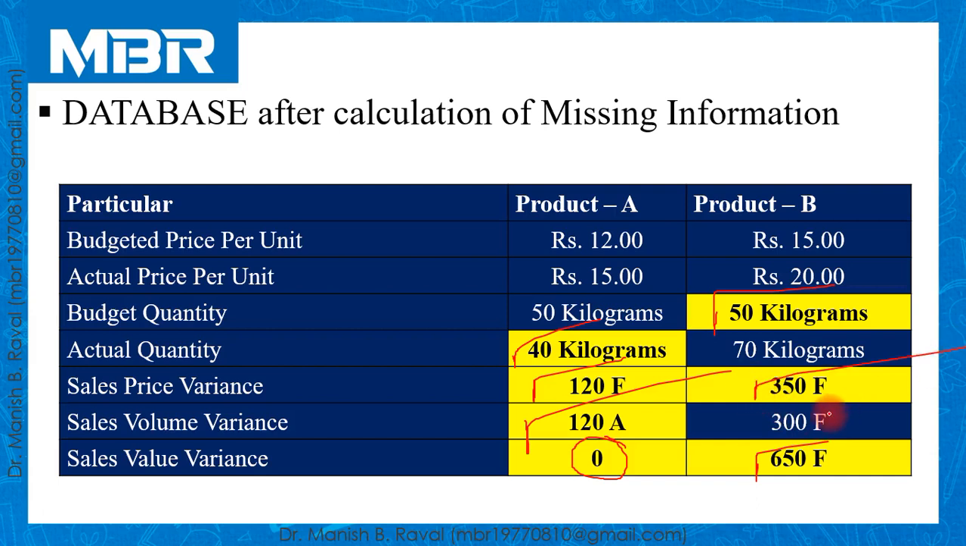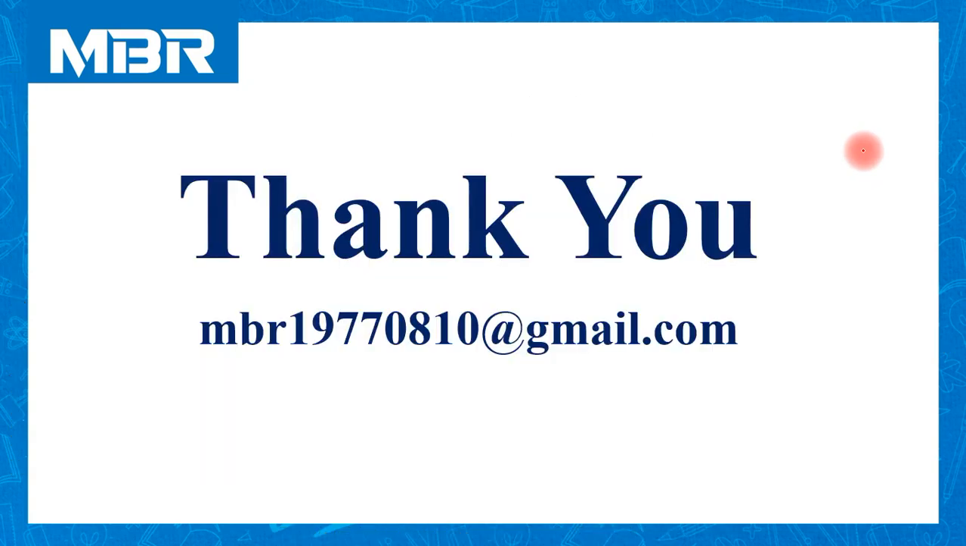So naturally, sales value variance is the result of price and volume. So 350 favorable and 300 rupees favorable. Mathematically it was given as minus 300, but in interpretation, it is 300 favorable. With this, our table is completed. I hope everyone is clear with the solution of this problem.